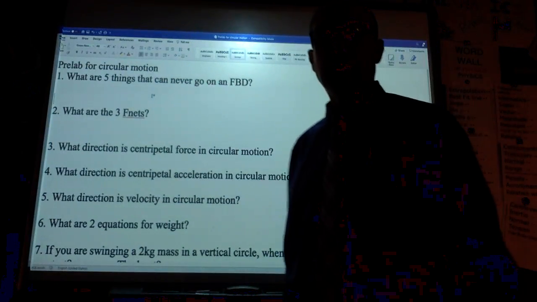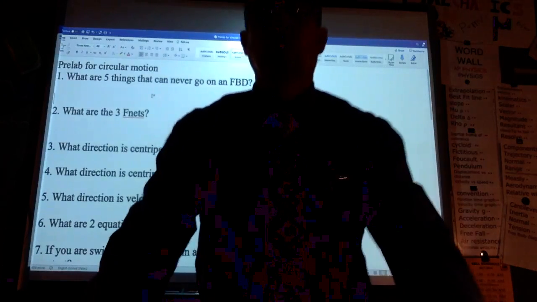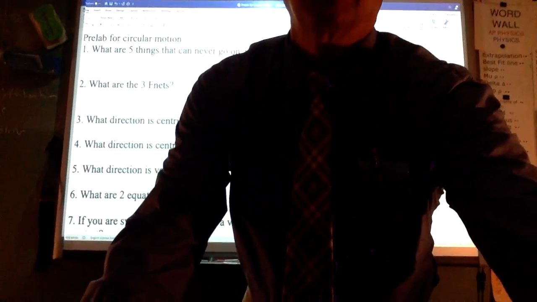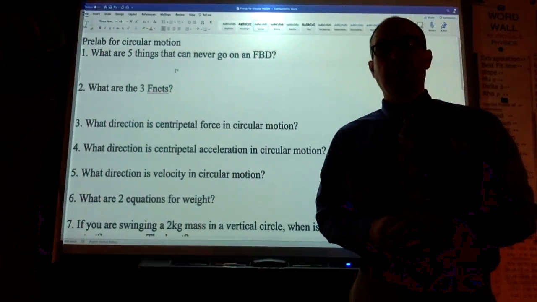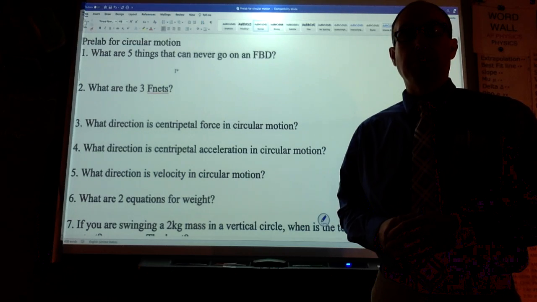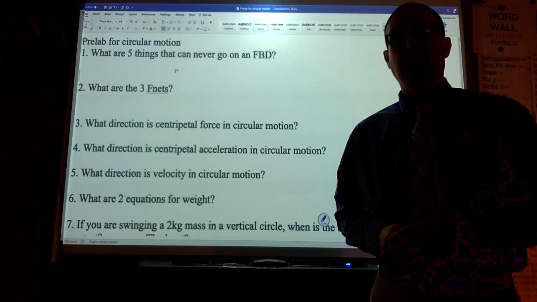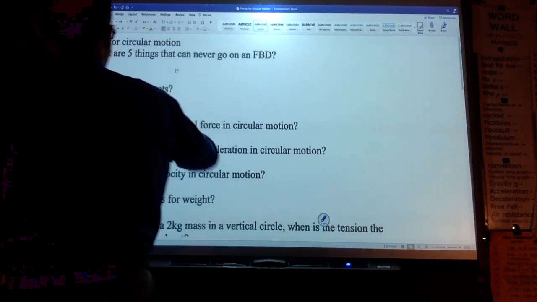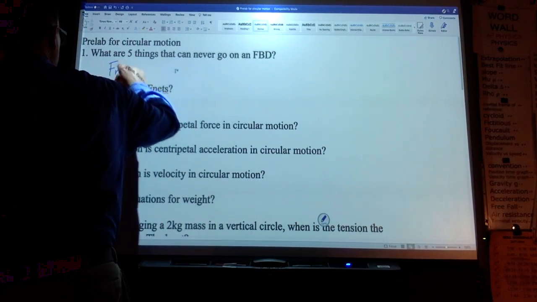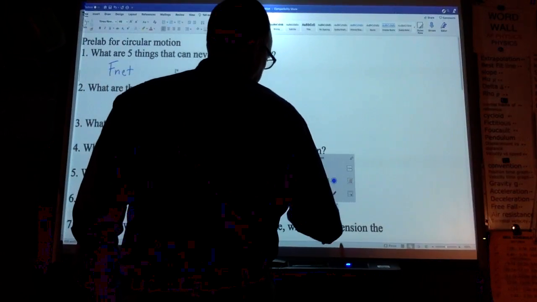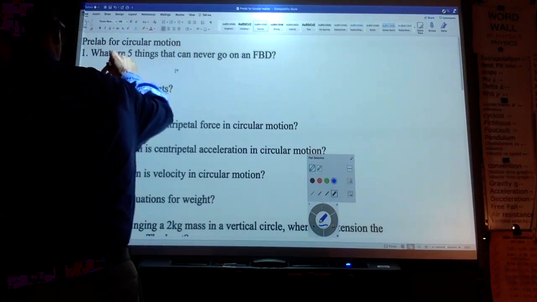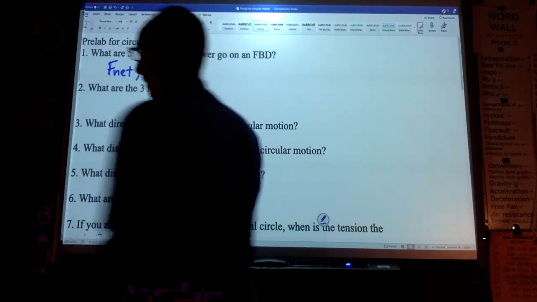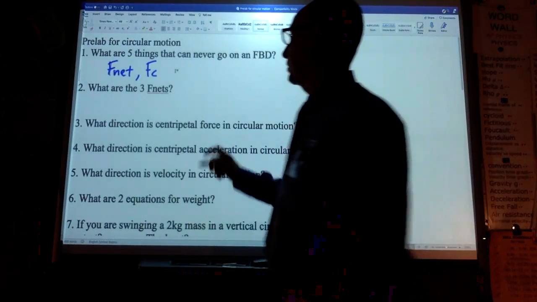I'm going to go over the pre-lab for the rubber stopper lab. Okay, so just to start off, some FNet review. What can't go on a free body diagram? On a free body diagram, you could never have FNet, or FC for centripetal, because that's also a net force.